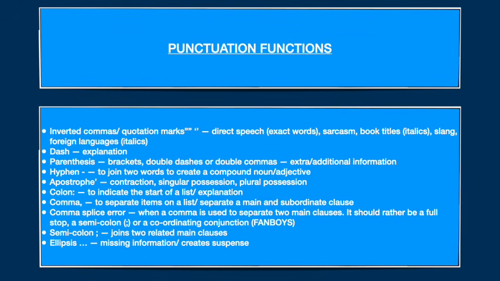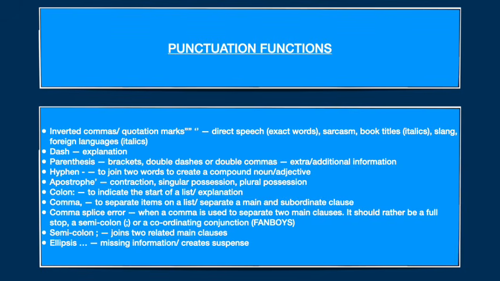A comma is used to separate items on a list or to separate a main and subordinate clause. And the comma splice error is something that you definitely want to avoid, but also be able to identify when you are doing your textual editing or your language section. And that is when a comma is used to separate two main clauses. This should not be the case. What you need to replace that comma with is a full stop or a semicolon or even a coordinating conjunction. And the easy way to remember your coordinating conjunctions is using FANBOYS: for, and, nor, but, or, yet, and so.